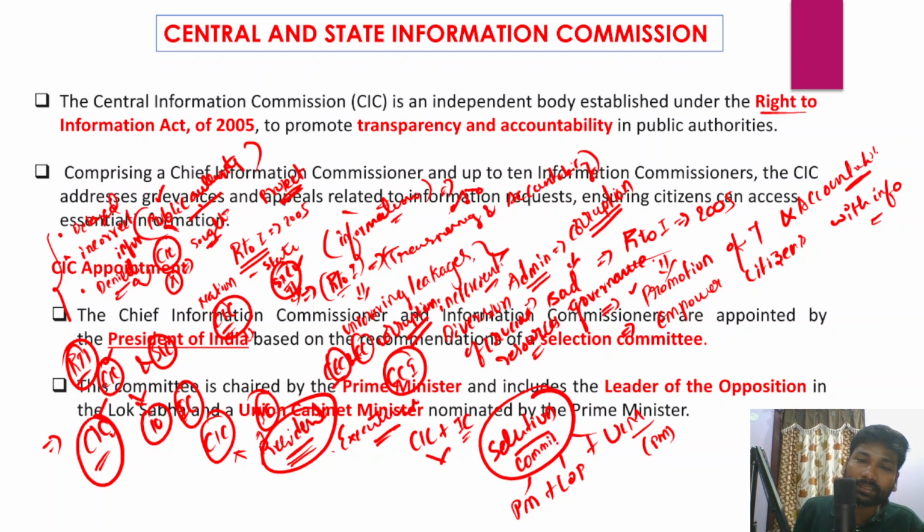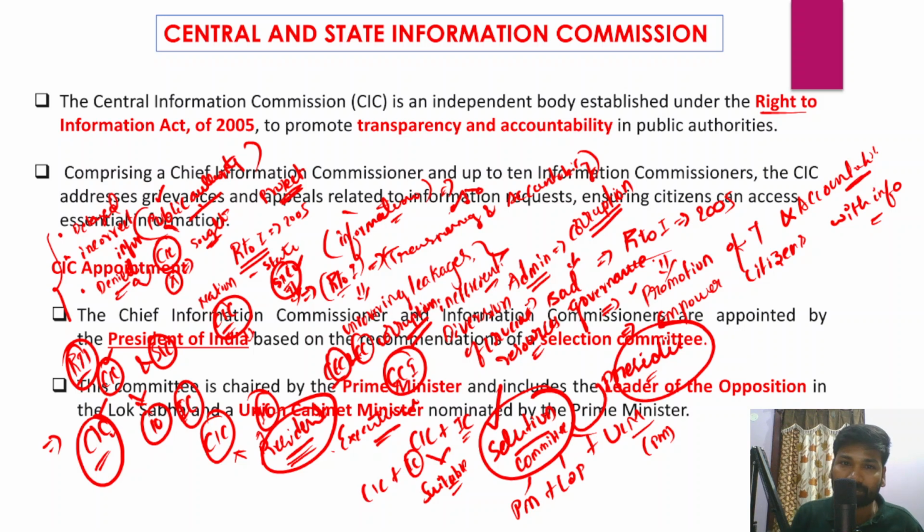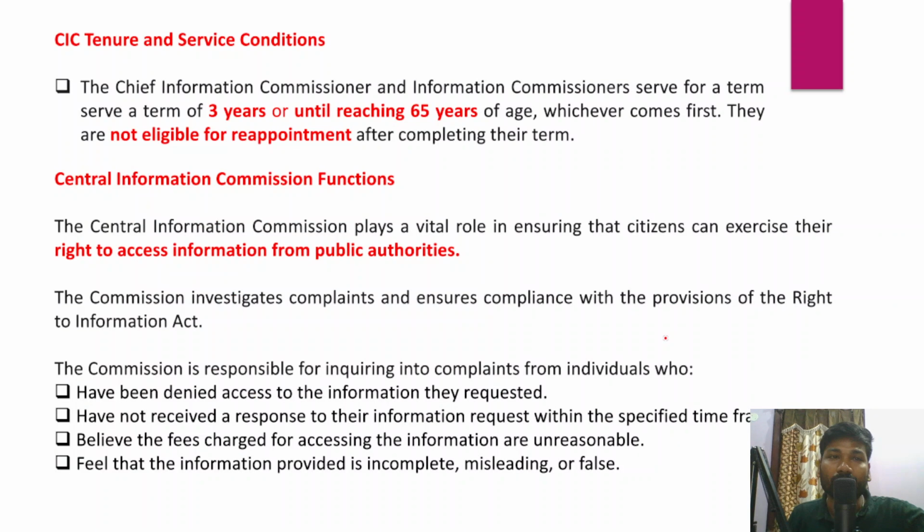Now this selection committee will find out suitable individuals who would be appointed as Chief Information Commissioner plus Information Commissioners. Once they find suitable candidates, they recommend these names to the President for the appointment of the Chief Information Commissioner and Information Commissioners. Then the President would accordingly appoint them. So I hope it is clear for you.